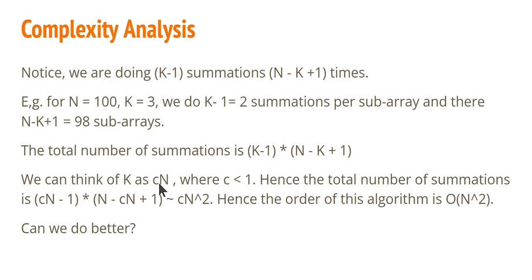Now I can substitute cn into this formula over here, which is cn minus 1 times n minus cn plus 1. Now again, the exact value of this doesn't really matter. It's the scaling that we are interested in. And usually we look at the most dominant term, as we have seen in the big O notation. The most dominant term here is going to be c times n square. Now once again, in terms of the big O notation, c doesn't play a role. The order of this algorithm hence is order of n square.